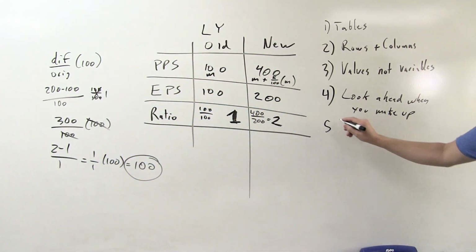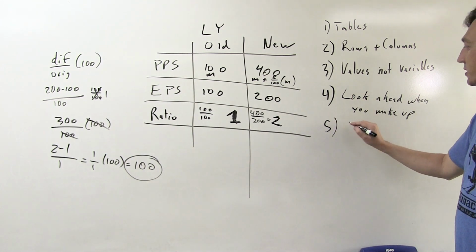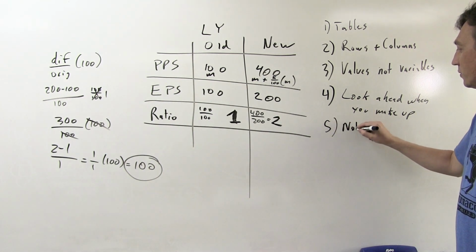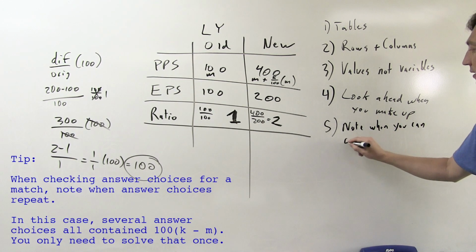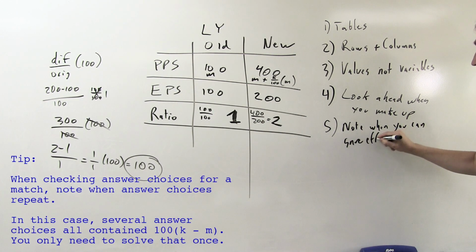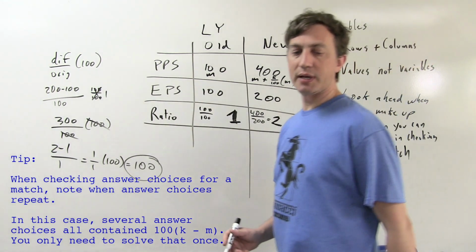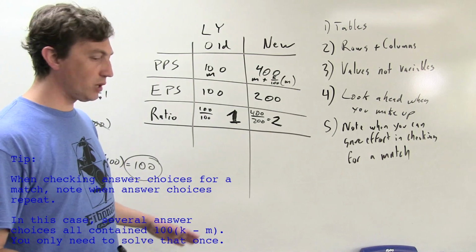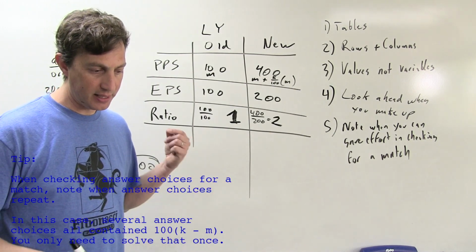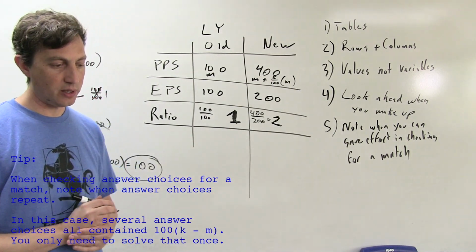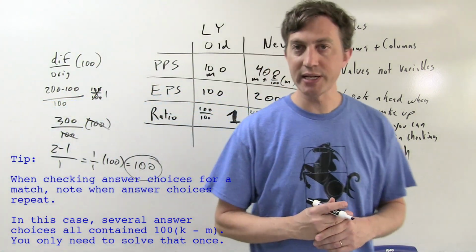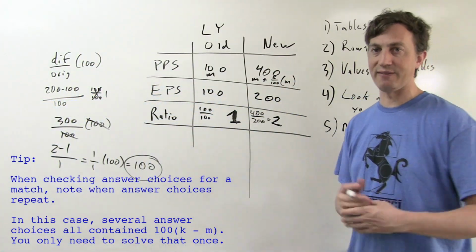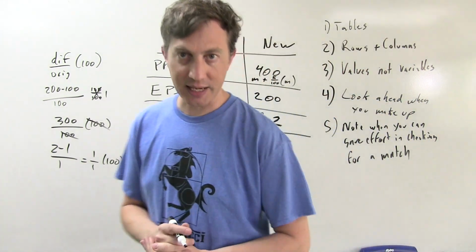And the final tip I'll make here, remember, is note when you can save effort in checking for a match. Why do I say that? Because when we had K minus M, we knew that wasn't going to work. When we had 100 times K minus M in a bunch of different answer choices, we knew we could repeat that value. We didn't need to calculate it again every time.